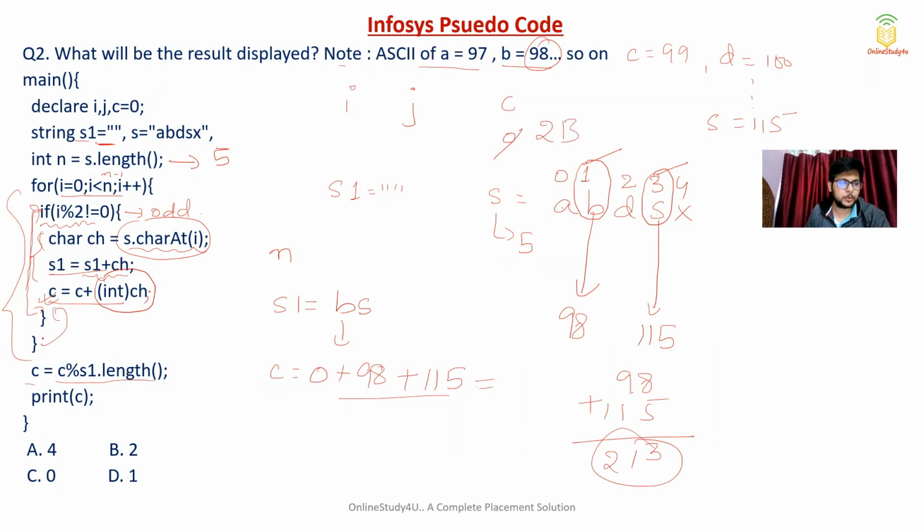When we come outside the loop, we check C mod S1 dot length. So 213. What is in S1? In S1, it is BS. S1 dot length is 2. So 213 mod 2. Since it is odd, it will give me 1. So D is my correct option. Let's move on to the next question now.